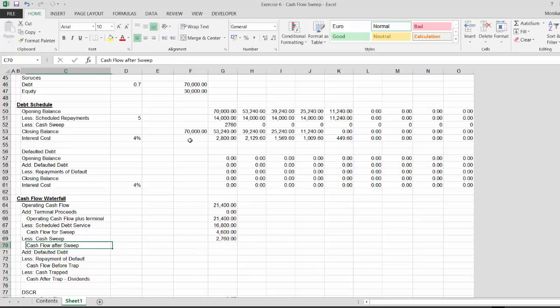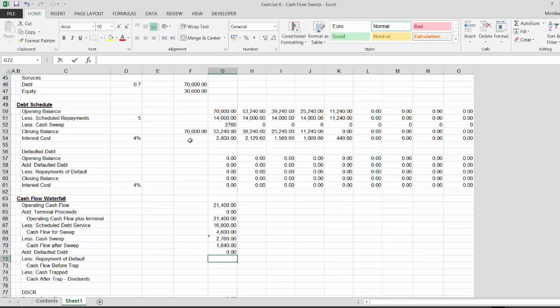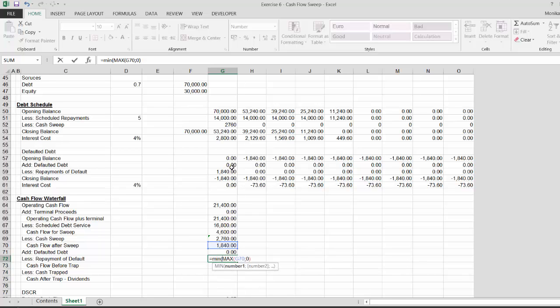That's another min-max. And then you have the cash flow after the sweep. And if that's negative, then we have a default. So we put a maximum and put a minus that and 0. Now, if we have a default, and this is positive, we put a maximum of this number or 0, but we haven't had a default yet because we need to make the minimum of the opening balance.